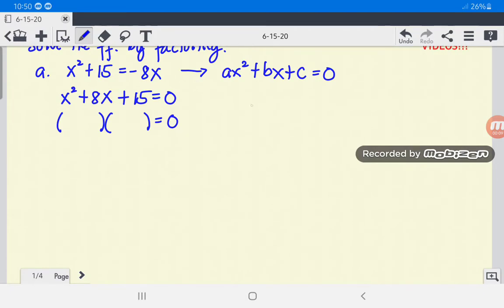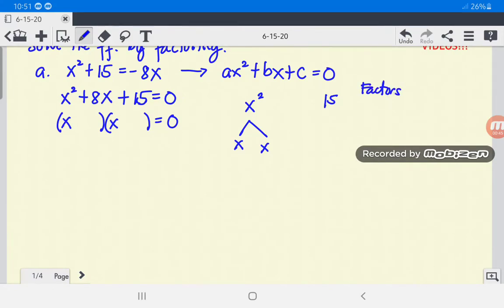How? So, what are the factors of x squared? We have here x and then x. So, you're going to put it here as the first terms of the two binomials. Then, the next one is you have to think of the factors of 15, wherein if you add them, the result is 8.